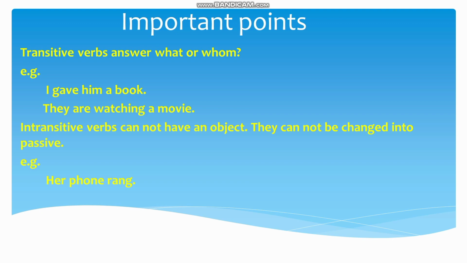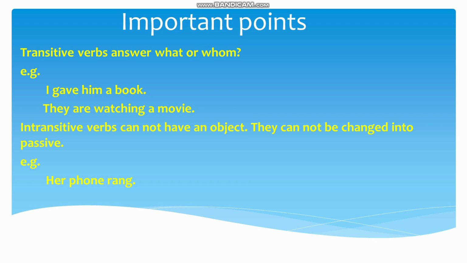Next example, they are watching a movie. What are they watching, or what do they watch? Whatever they are watching, we can always add an object after the verb. So they are watching a movie. These are the examples of transitive verbs. It's very simple. Transitive verbs are those verbs that require an object to complete their action.